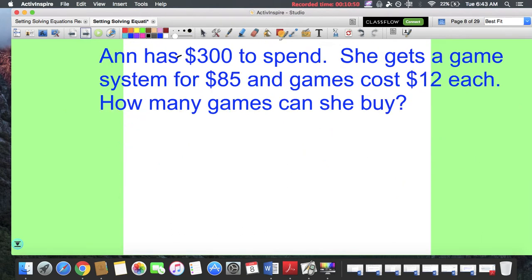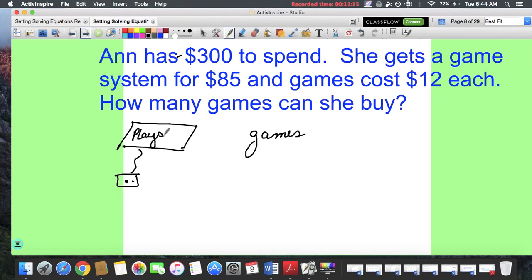Anne has $300 to spend. She gets a game system for $85, and games cost $12 each. How many games can she buy? So she's going to buy the game system, right? The game system. And then she needs to buy games. So this is your PlayStation or your Xbox. So your PlayStation, this is $85.